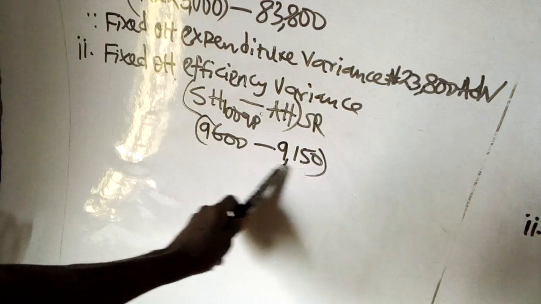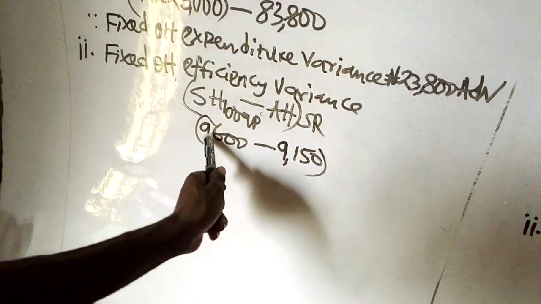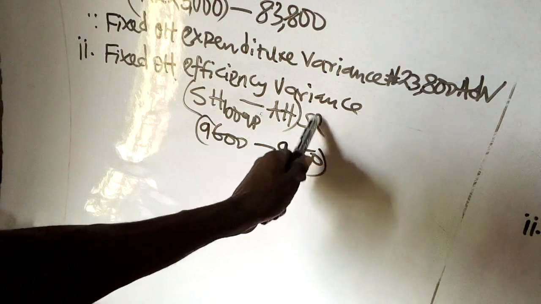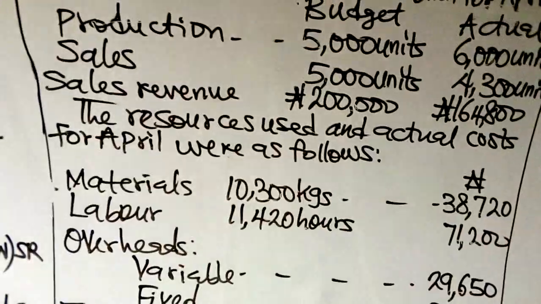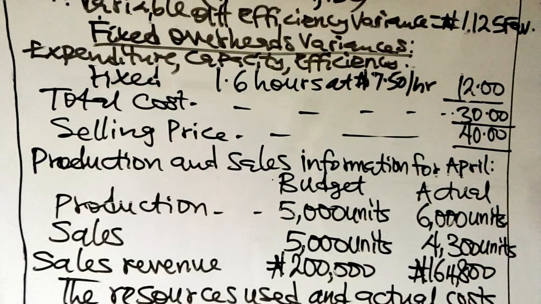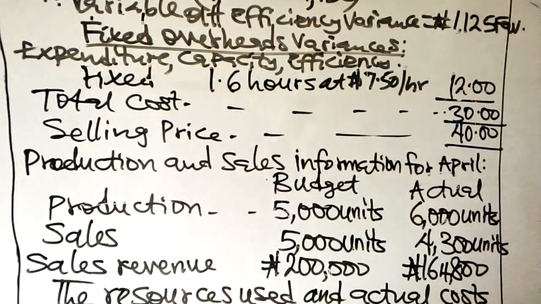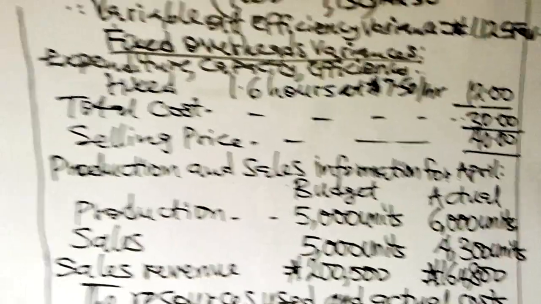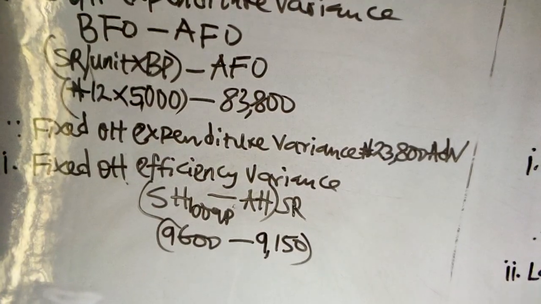You know, this is hours, so this will be rate per hour, not rate per unit. It's only when you have units that this will be rate per unit. So we need the fixed overheads rate per hour. And how much is that? This is the rate per unit, then this is the rate per hour, which is 7.50, so we multiply by 7.5 naira.